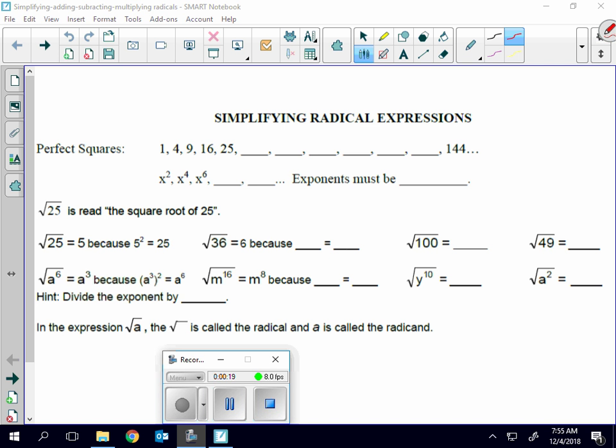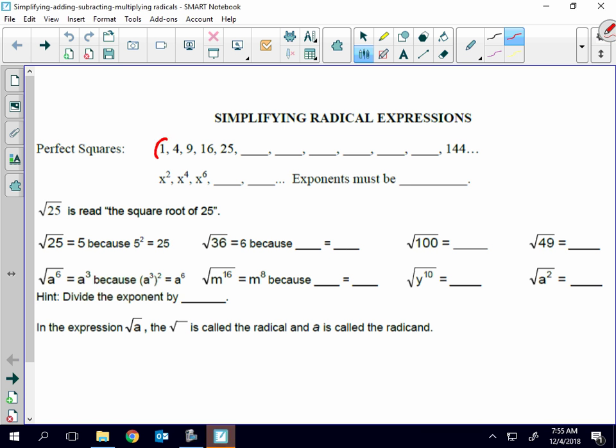So first of all, it starts off with explaining perfect squares. You guys know these already. 1 squared is 1, 2 squared is 4, then we have 9, 16, 25. The next one would be 6 squared, which is 36, 7 squared is 49, 8 squared is 64, 9 squared is 81, 10 squared is 100, 11 squared is 121, and then 12 squared, which is 144, and so on.